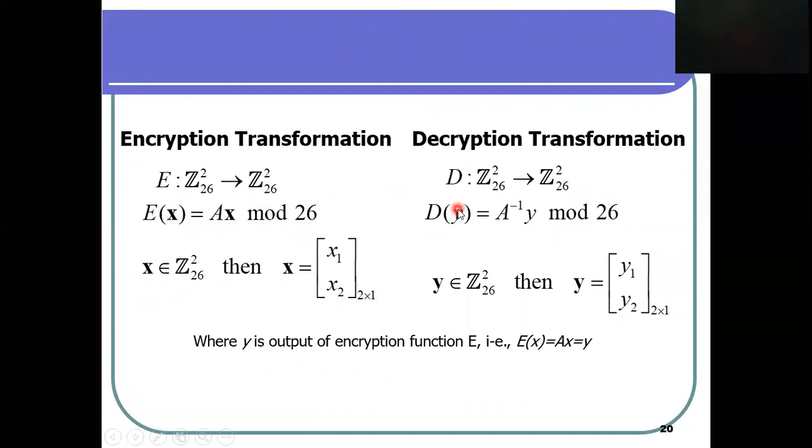For the decryption function I need the inverse of that matrix, and y is basically the output of this encryption function. So I multiply A inverse with the output y of this function, and then I will get back my original message.